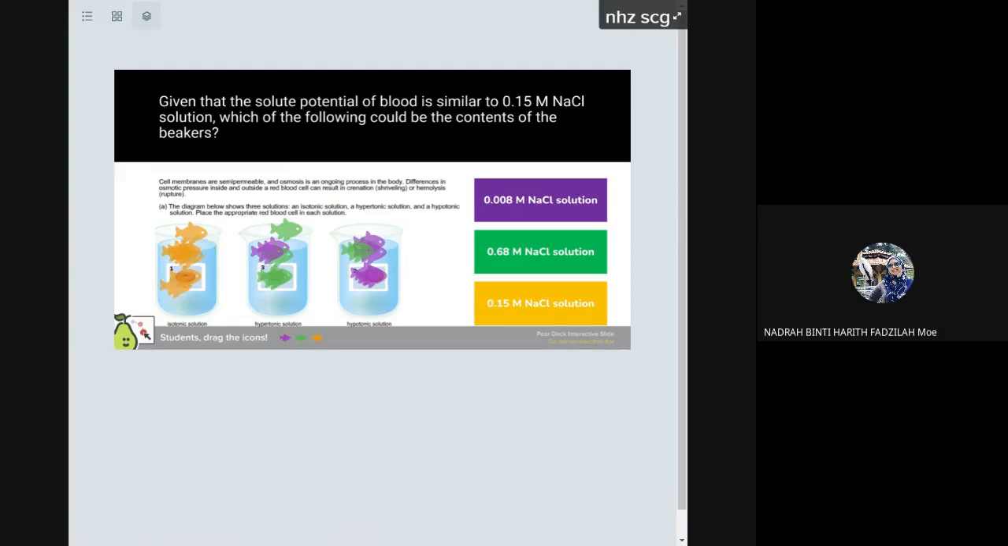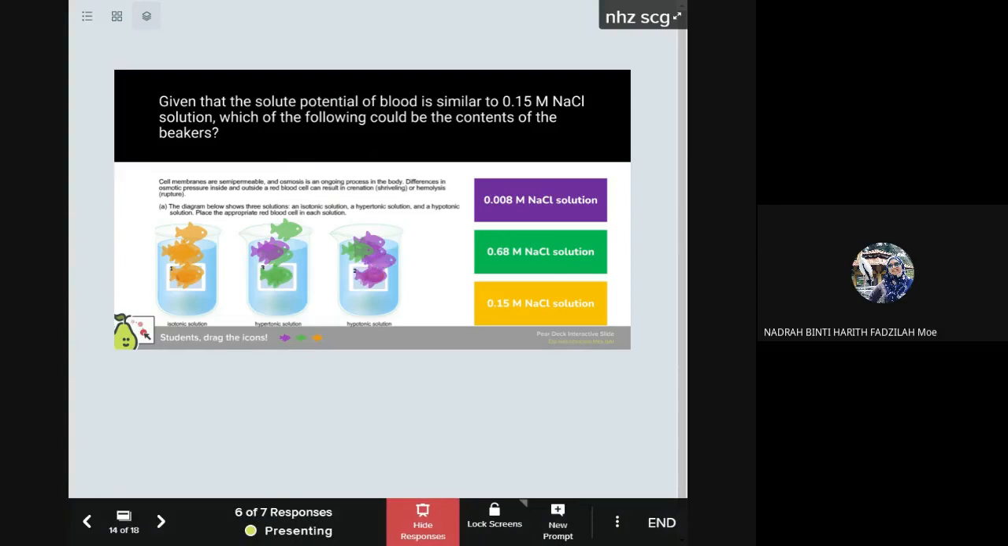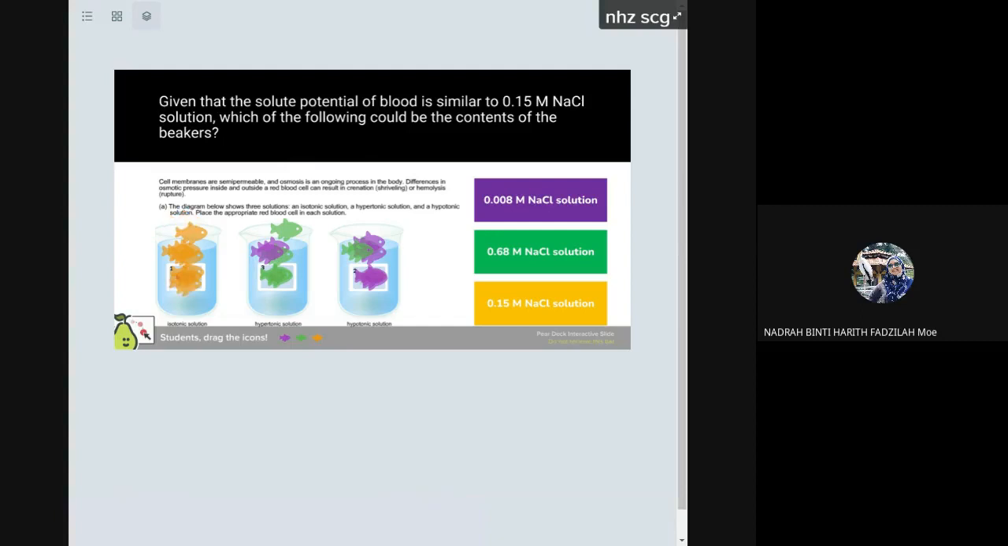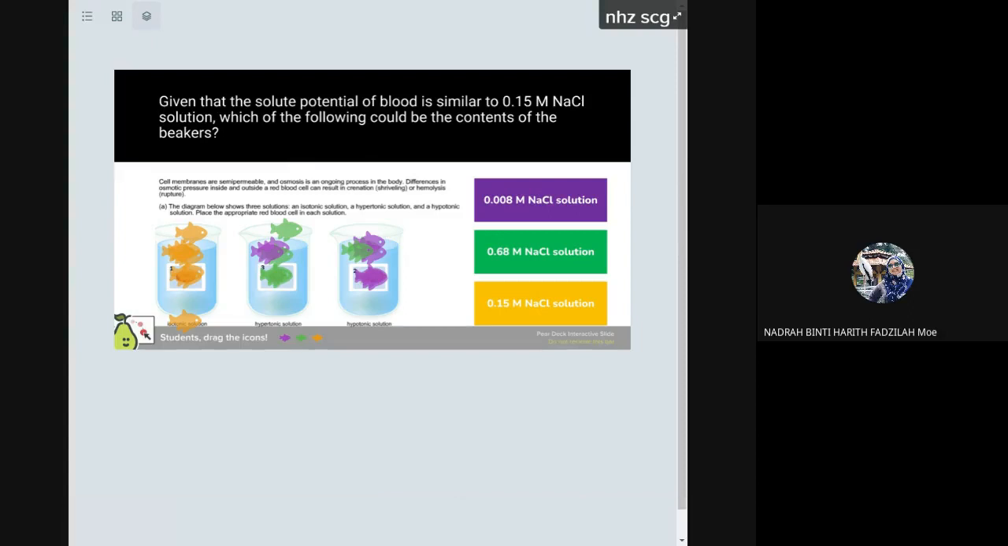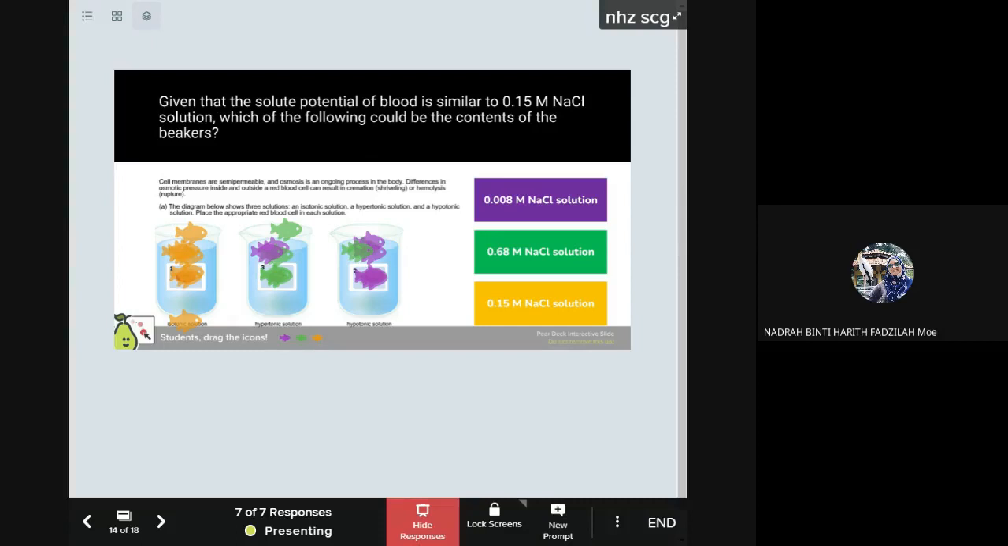Okay anak-anak, saya nampak ada variety of answer untuk purple dengan hijau tu. Okay. Orange tak ada masalah. Orange semua orang betul. Orange is isotonic solution sebab dia dah kata solute potential, dalam erti kata lain, solute potential adalah istilah lain untuk solute concentration ya. Solute potential similar to 0.15, so 0.15 tu adalah isotonic.